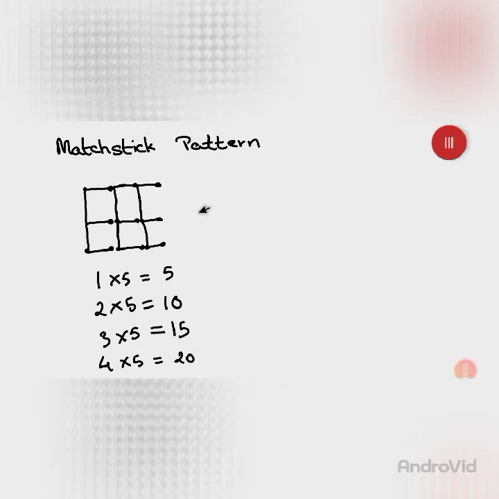Suppose we make E continuously, then we represent the number of E's which we have added here by X, and the number of matchsticks required will be 5 into X, which will become 5X. This X represents the number of E's which we have added here, and the 5 means the number of matchsticks used in the letter E.